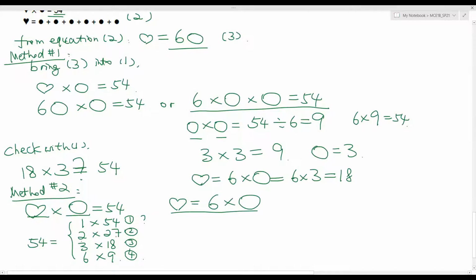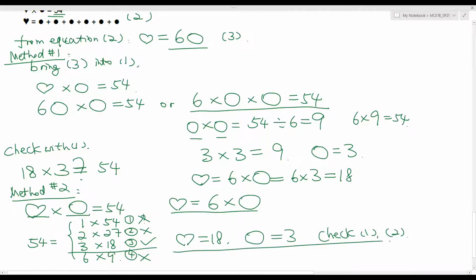Is 27 6 times 2, guys? No. Is 18 6 times 3? Yes. Is 9 6 times 6? No. So basically, you can only work with this one. This is your only possibility: heart is 18 and circle is 3. And you can check again with both equation 1 and equation 2. And this would satisfy. Okay, so that's my method, right?